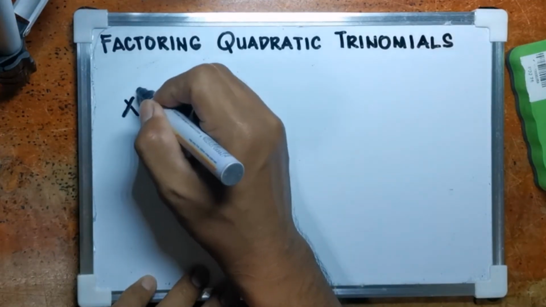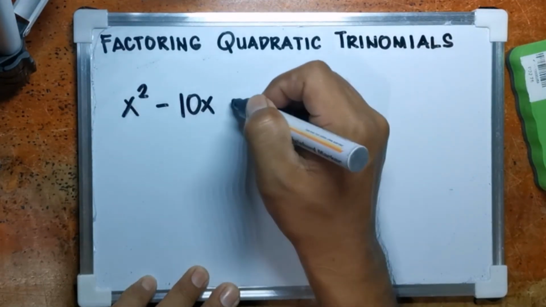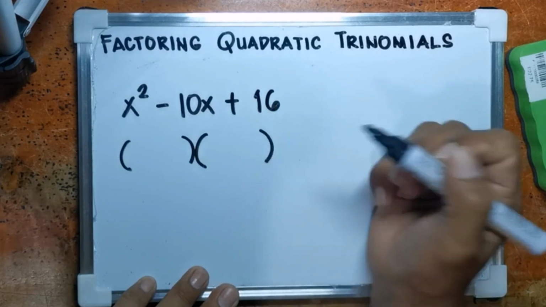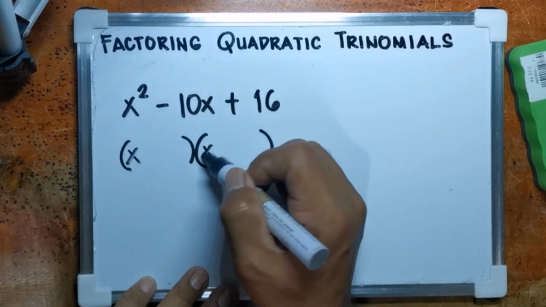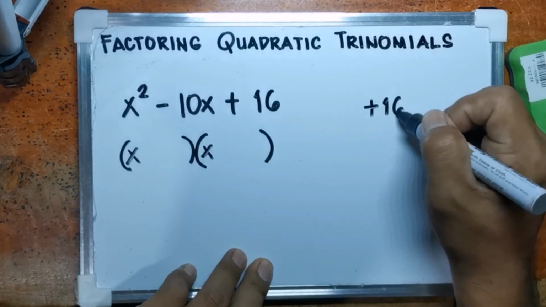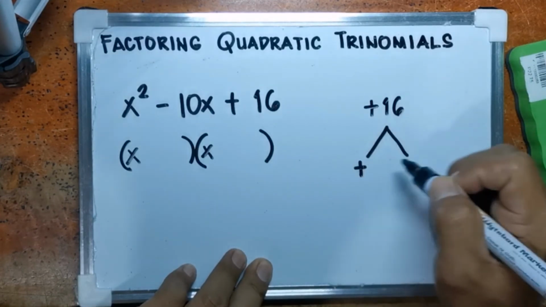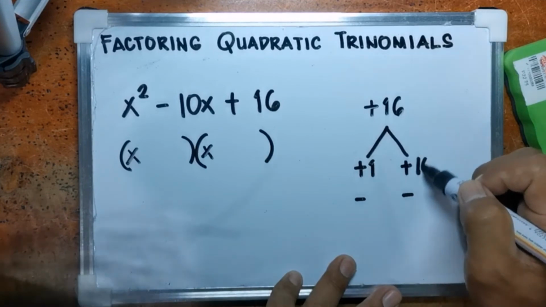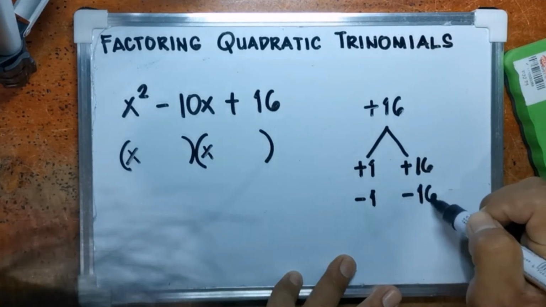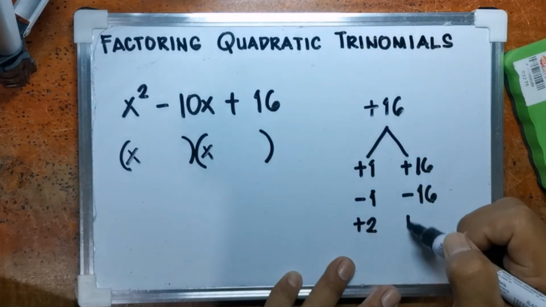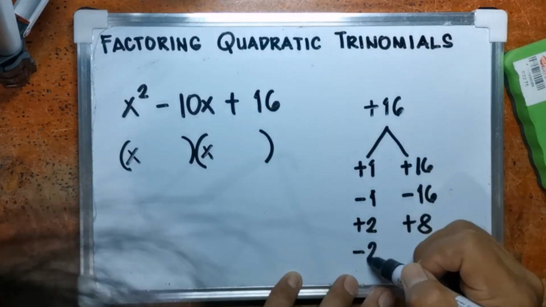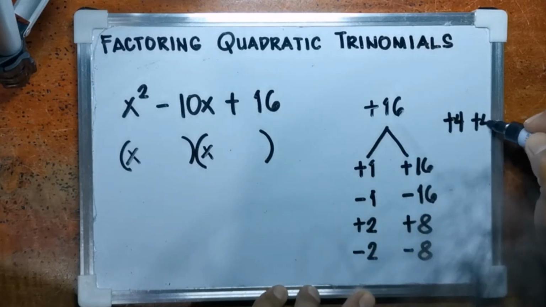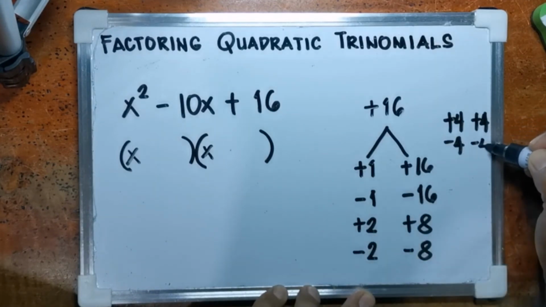Last, say we have x squared minus 10x plus 16. So the same procedures, we have x and another x, positive 16. So since positive siya, pwedeng parehong positive, pwede ring parehong negative. So the factors of 16 are 1 and 16. So pwedeng negative 1, negative 16. Pwede ring positive 2, positive 8, negative 2, negative 8. Pwedeng positive 4 and positive 4. Pwedeng negative 4 and negative 4.